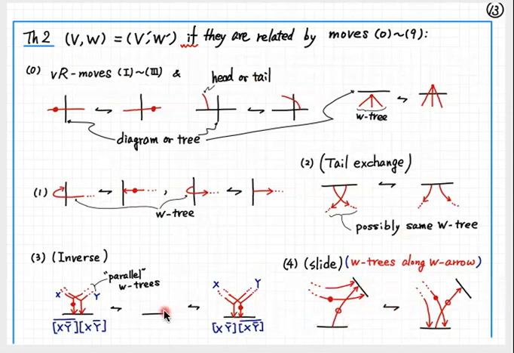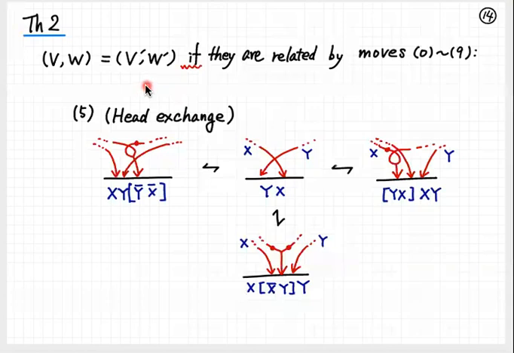So these are very similar to those in theorem one. As I explained before, the big difference is that these moves may contain not only double arrows, but also double trees, while the moves in theorem one contain only double arrows, okay? So let me explain moves 5 to 9.